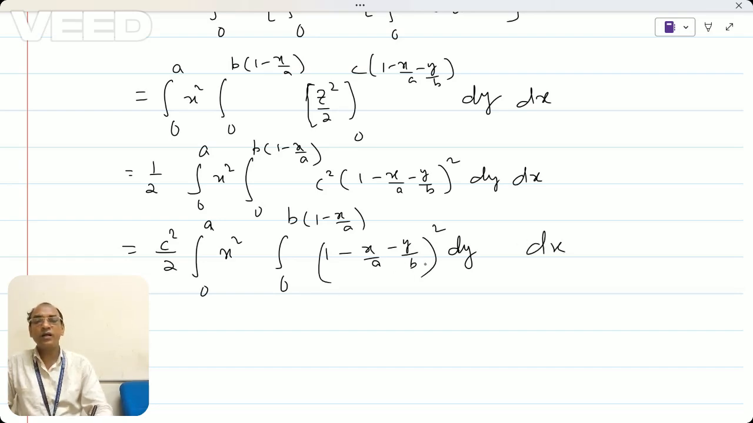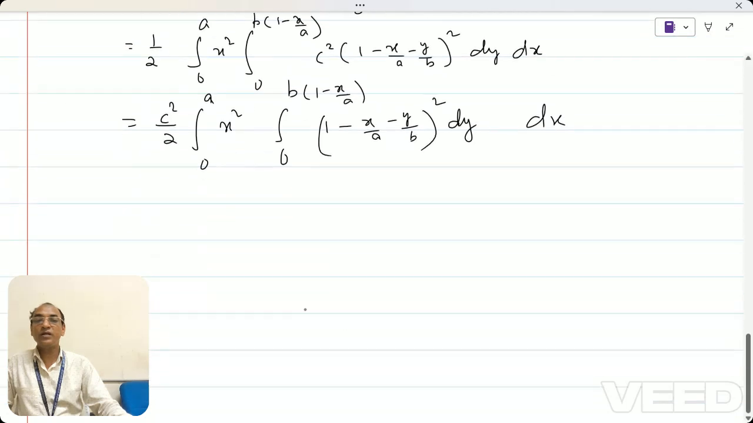Now you can integrate it like the integration of y square, because we are integrating with respect to y, so x and 1 will be constant. Here you can apply 1 minus x by a minus y by b equal to t, and you can substitute and integrate it. That is also one way. Or directly you can consider this one like in y square, and you can consider the integration.